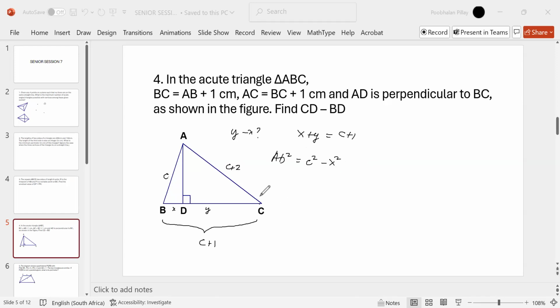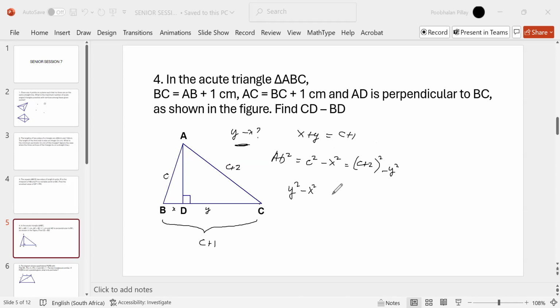But AD squared is also equal to (c plus 2) all squared minus y squared, because c plus 2 is the hypotenuse of this right angle triangle and we're looking at AD squared. So by Pythagoras, AD belongs to 2 right angle triangles, and you have this equation. Now if you look at this, the y minus x which we are trying to get is somehow inside here, because if I bring the y squared to this side, I get y squared minus x squared, and that is related to y minus x.